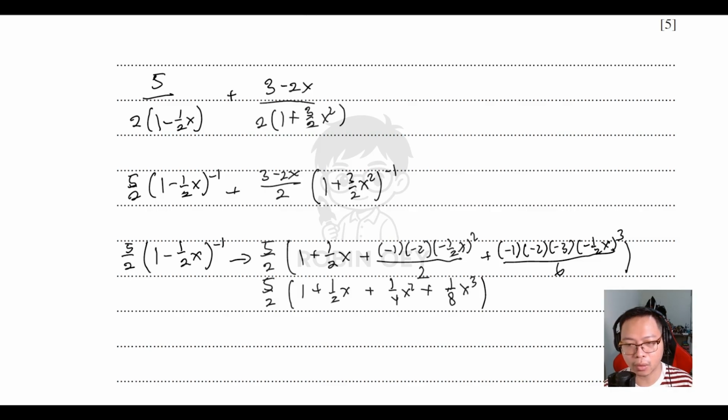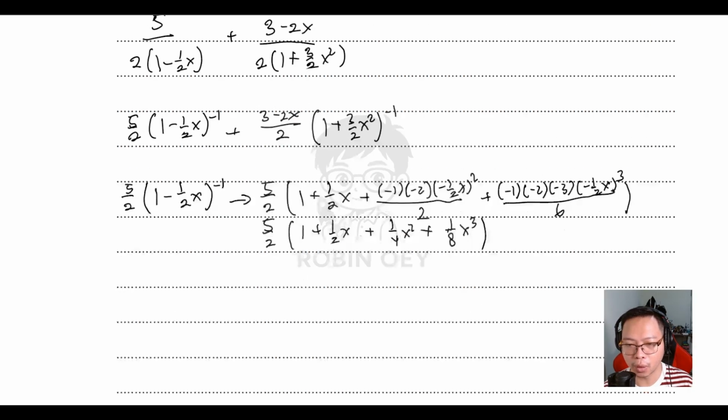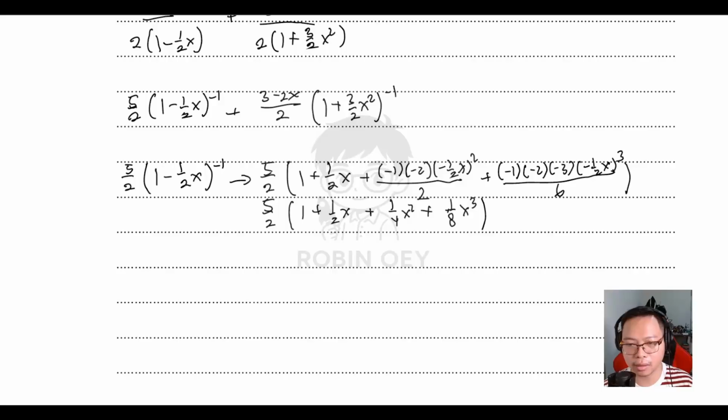Yeah, so we will get, for this, 5 over 2 plus 5 over 4x plus 5 over 8x squared, and then plus 5 over 16x cubed. So we have our first expansion here.